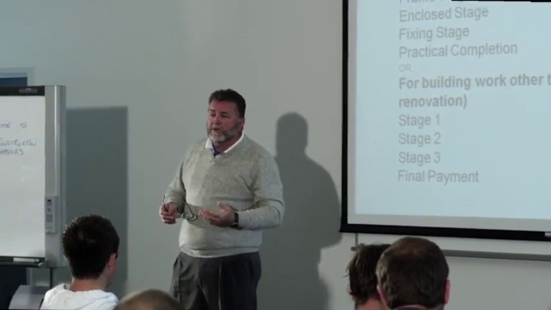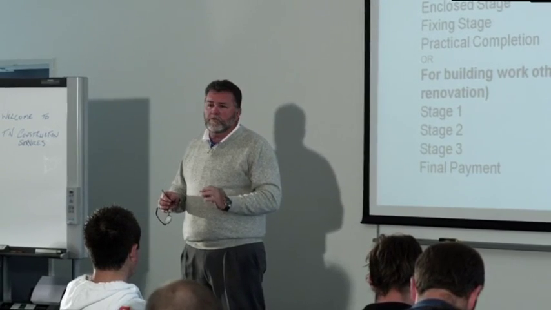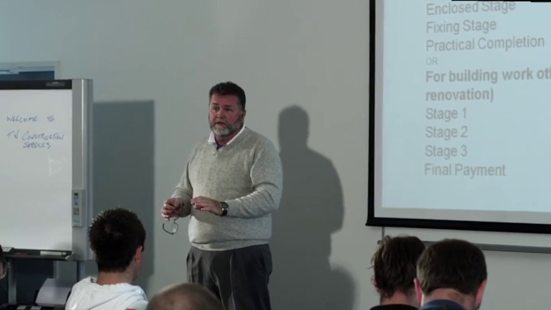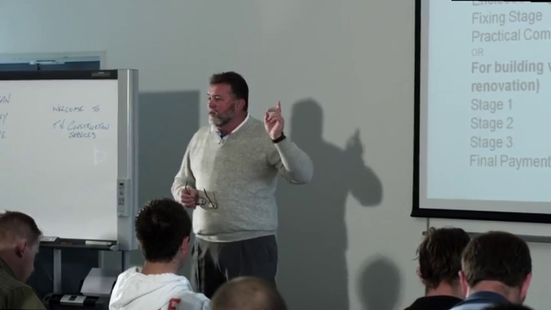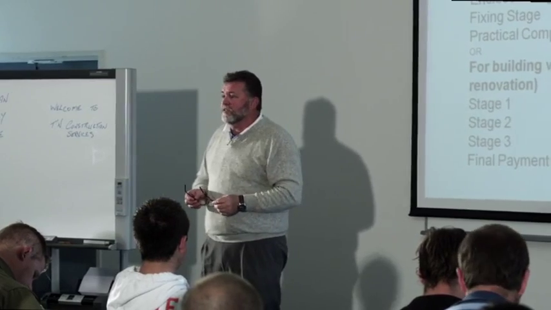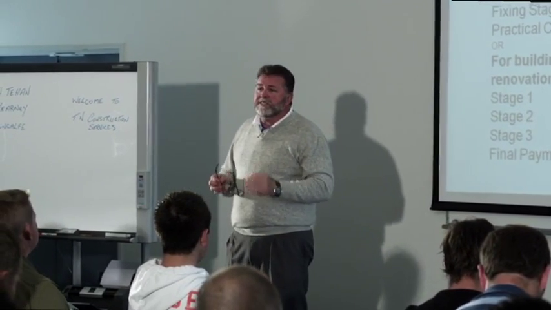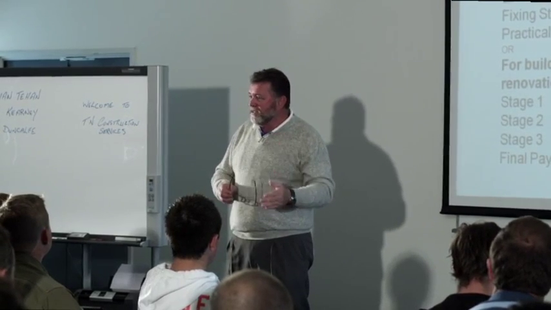What I say to people is, if you have a standard low set or high set house, you are going to be stuck with what they call method A payments. Having looked through your contract, you've got method A and method B. Method A has these stages, and each stage has a definition. The 85% of you who haven't read the conditions yet will see definitions for the base stage, frame stage, enclosed stage, and fixing stage. By the way, practical completion is not a progress payment, but I'll get to that in a minute. You can only claim when you have completed the stage, not when you're nearly there.